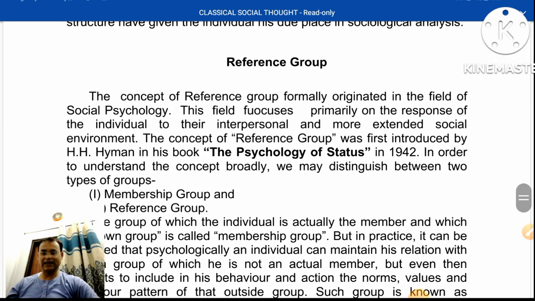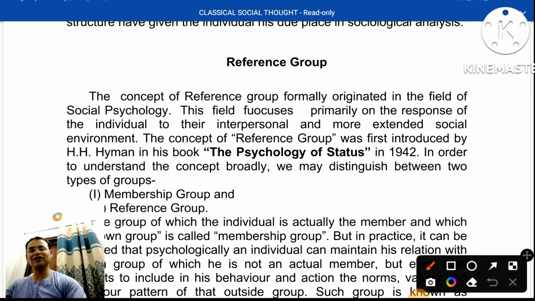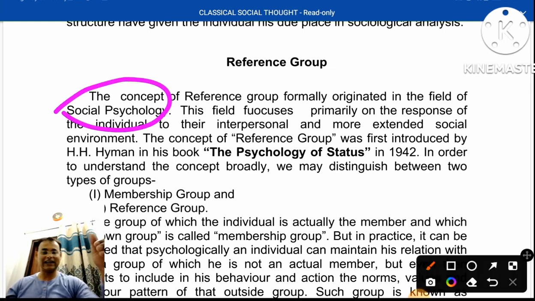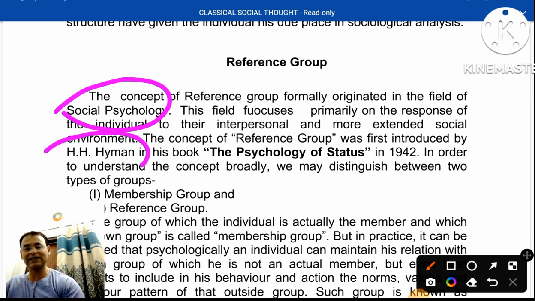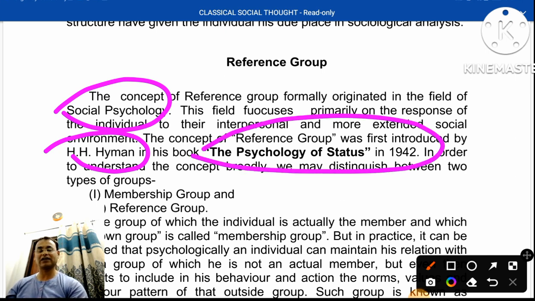So now here we will discuss reference group. I would like to tell you one thing. The concept of reference group originated in the field of social psychology first, and from social psychology it came into sociology. The concept of reference group was introduced by H. Hyman in his book The Psychology of Status in 1942, for the first time in the world. And this question is asked in all the competitive exams, including UGC.